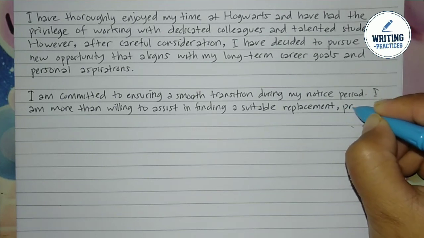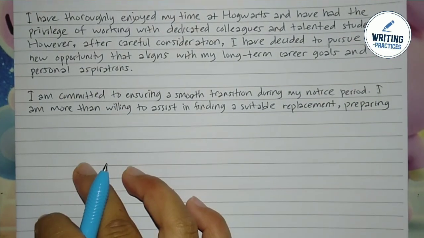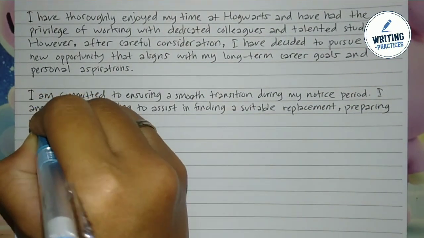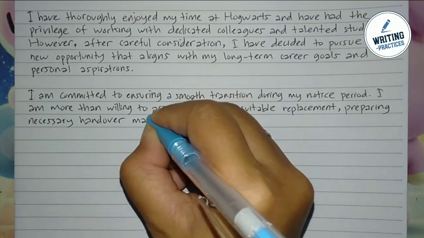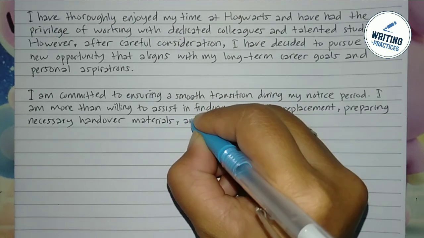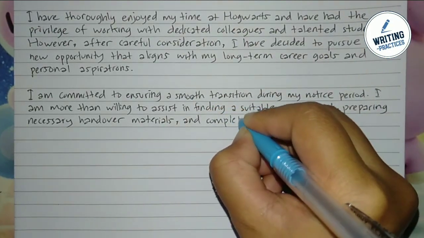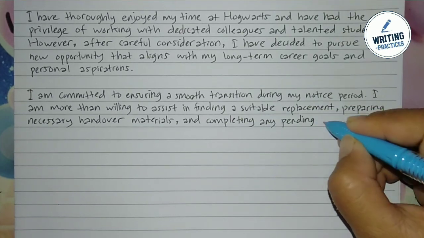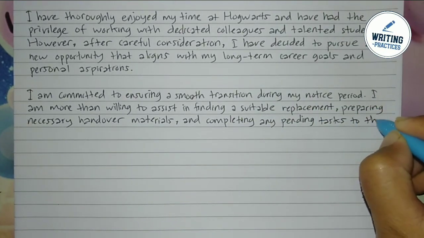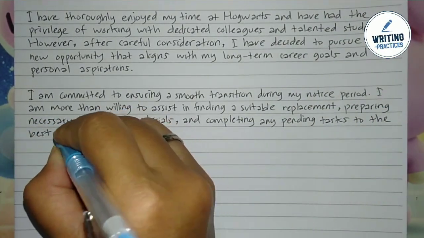For example, you can write something like, "I am more than willing to assist in finding a suitable replacement, preparing necessary handover materials, and completing any pending tasks to the best of my ability." This is necessary since it is a part of your job and you cannot leave without helping anything for the transition.